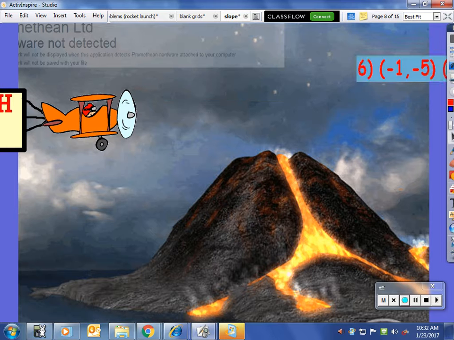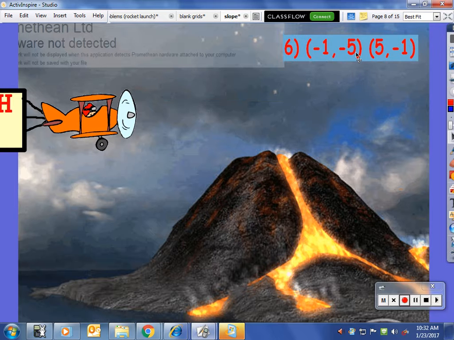Here's a problem for you. Find the slope that connects these 2 points right now. Go. I'm going to race you on your mark. Get set. Go.